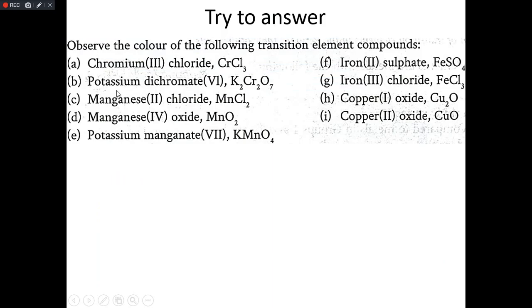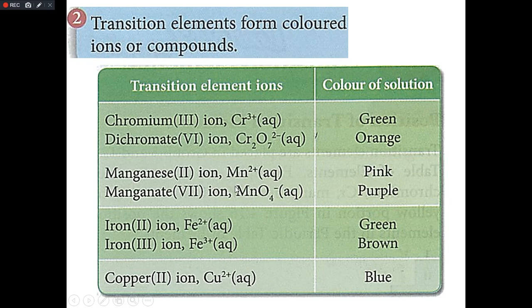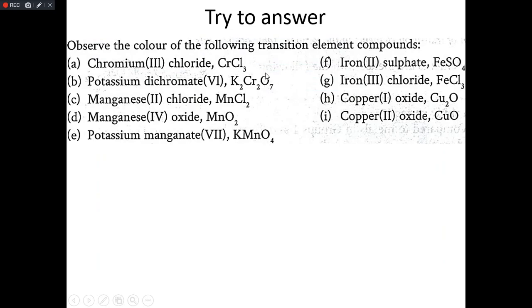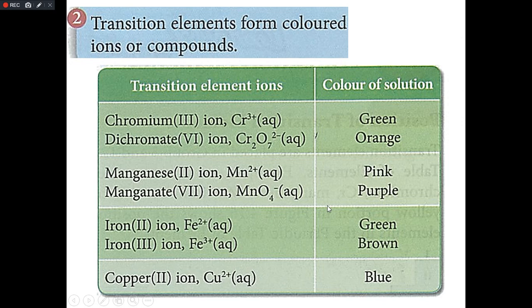And now, how about potassium dichromate(VI)? Potassium dichromate(VI), because of this dichromate(VI) ion, is orange color. This one is orange color. And how about manganese(II) chloride? Manganese(II) chloride, because of the presence of manganese(II) ion, is pink color.